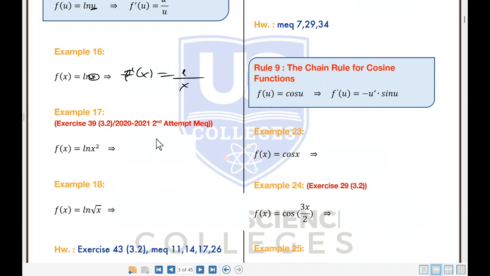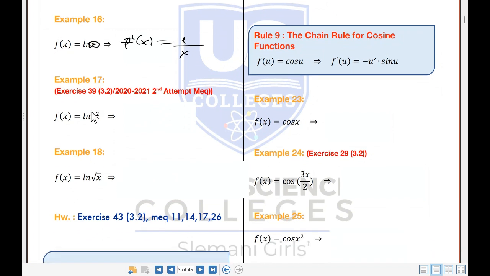See? So simple. So here, what's the angle? Our angle is x squared. So we take in the numerator, we write the derivative of the angle, which is 2x, divided by the angle itself, x squared. So there's simplification, of course. X and x will go. So the result is 2 over x. All right.